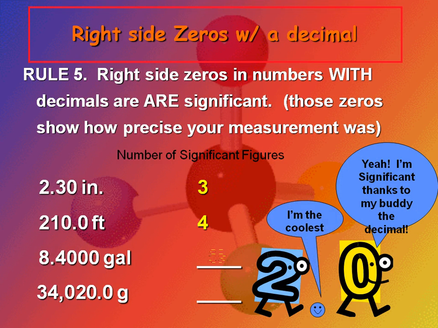So I'm significant thanks to my buddy the decimal. This one, all 5 are significant. Again, my last known mark must have been out to the 1,000th on this gallon, and the same with my grams. My last known mark must have been to the whole gram because I'm estimating out to the 10th, so all 6 of those are significant.